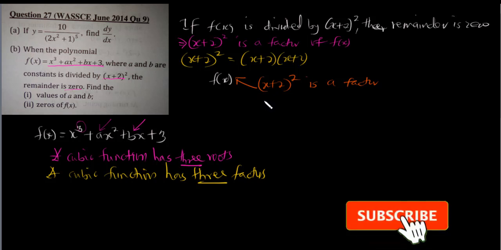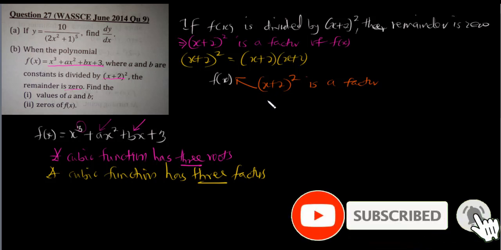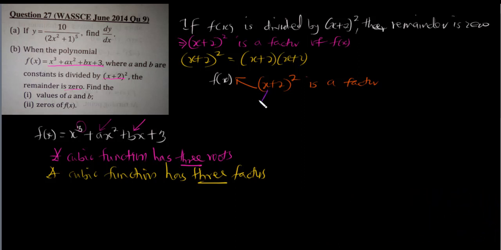So what I'm going to do is expand (x plus 2) raised to the power 2 so that we can have a quadratic here. When I expand this, I have x raised to the power 2 here, then 2 squared, which is 4, and 2 times 2 times x, which is 4x. So in effect, I'm going to get x squared plus 4x plus 4 as the quadratic factor of f of x.